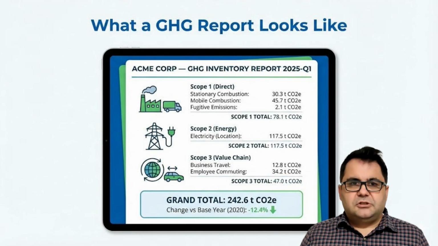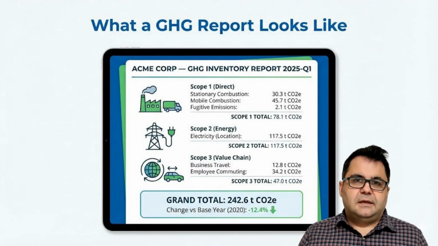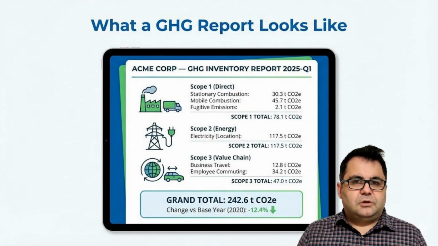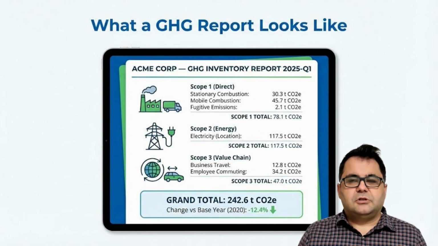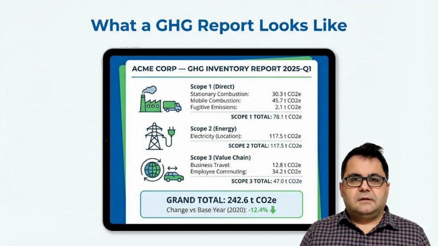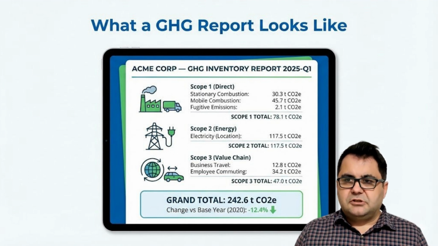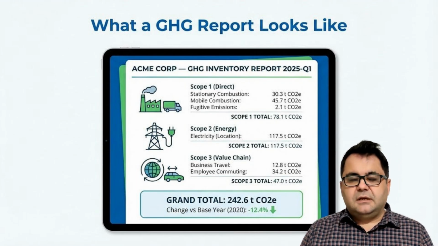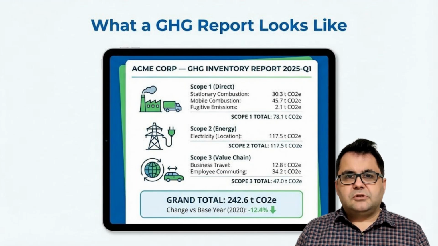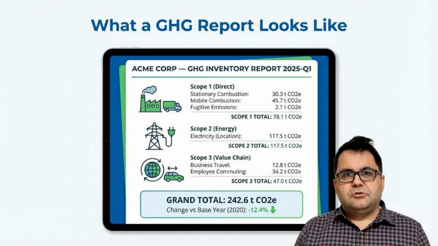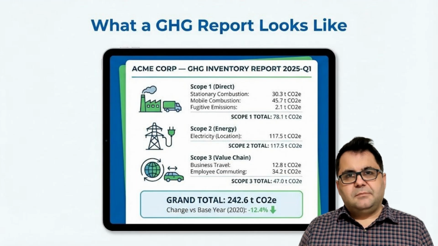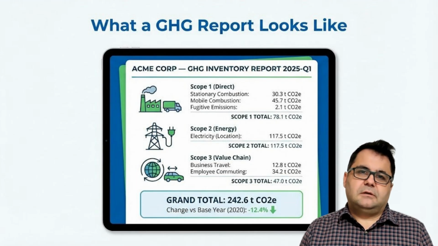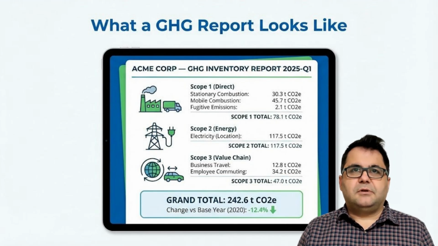This is what a simplified GHG report looks like. And this is exactly what our platform will generate. You can see the three scopes broken down by category, with totals for each scope and a grand total at the bottom. There's also a comparison against the base year, showing a 12.4% reduction. By week 14, our CarbonTrack platform will generate reports like this automatically from the data users enter. It will pull from the database, aggregate by scope and period, and output a formatted report. This is the end goal. Keep this picture in mind.